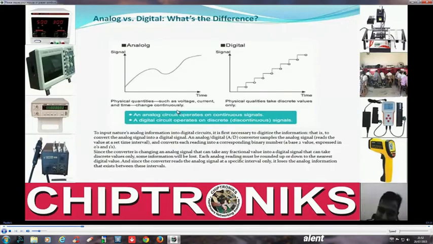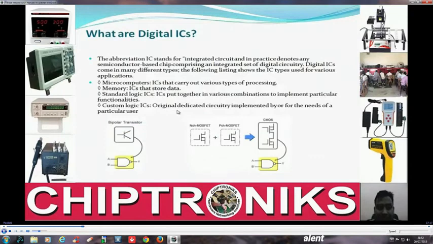All right, so let's go to the next slide. What exactly are digital ICs? Digital ICs are of exactly two types. One is made of bipolar junction transistors, and another is made of MOSFETs. That is, MOSFET is metal oxide semiconductor field effect transistor.